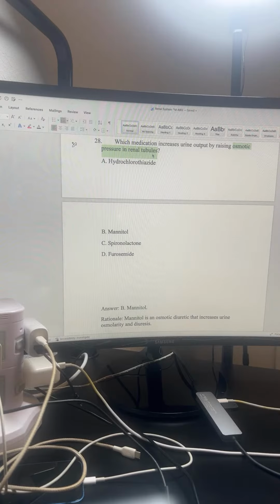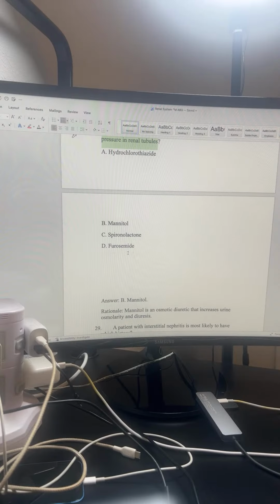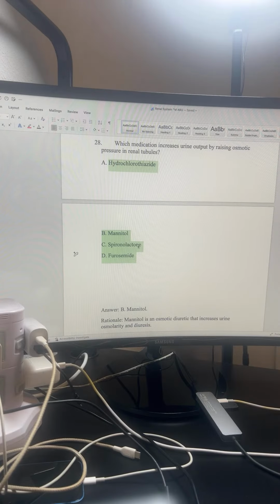So mannitol is the only osmotic medication here, the one that is osmotic in nature. Mannitol is an osmotic diuretic that increases urine osmolarity and diuresis. As I say, if you realize that all the answers are the same, in that they're all blood pressure medications, they're all diuretics, read over the question and look for something different in the question.